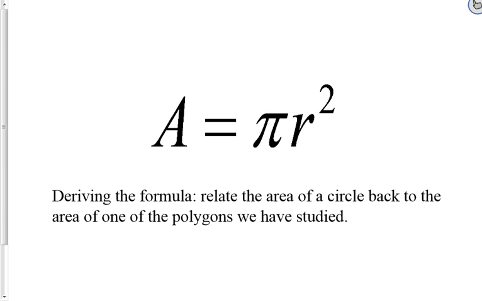And you can see the note here. It says, relate the area of a circle back to the area of one of the polygons we have studied. Right? So we're actually going to relate it back to maybe two different polygons that we've studied, which goes right along with what we did previously, where we were building off of the area of certain polygons that we knew to derive formulas for the area of other polygons. So let's get at it here.